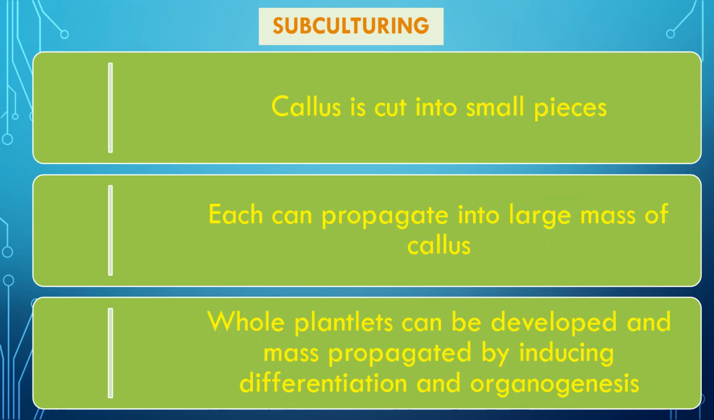Now let's see how to subculture the callus to fresh media. For this, the callus is cut into pieces under sterile conditions using a sterile scalpel and minced gently into small pieces. Each of these can propagate into large masses of callus. From this, callus tissues and the whole plantlet can develop, and now mass propagation can be induced later by differentiation and organogenesis process by adding certain organic substances and natural complexes.